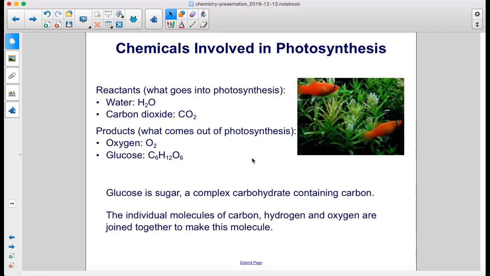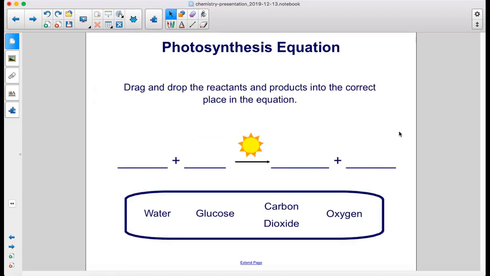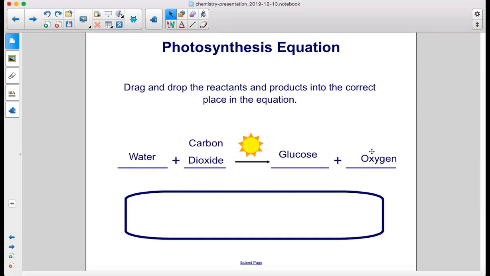What goes into photosynthesis, or the reactants, are water and carbon dioxide. What comes out of photosynthesis, or the products, are oxygen and glucose. Glucose is sugar, a complex carbohydrate containing carbon. The individual molecules of carbon, hydrogen, and oxygen are joined together to make this molecule. Drag and drop the reactants and products into the correct place in the equation. Water plus carbon dioxide gives us glucose plus oxygen.